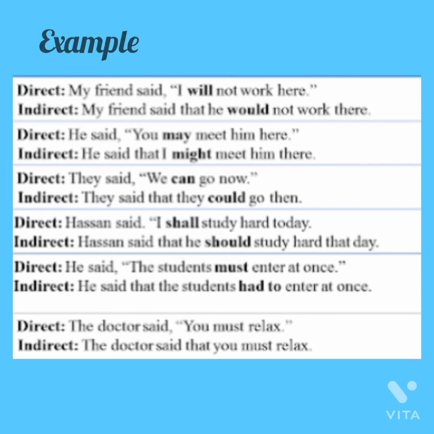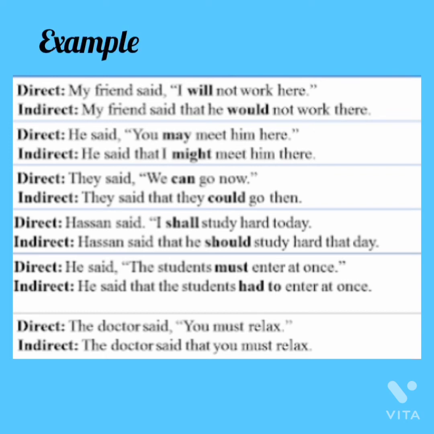To make it more clear with examples, the direct speech is, my friend said, I will not work here. So here will is being used. When changing into indirect sentence, it will change like this: my friend said that he would not work there. So will will be changed into would. Now coming to the next sentence, direct sentence, he said, you may meet him here. So here may is used. Coming to the indirect speech, we will change this way: he said that I might meet him there. So may will be changed into might.